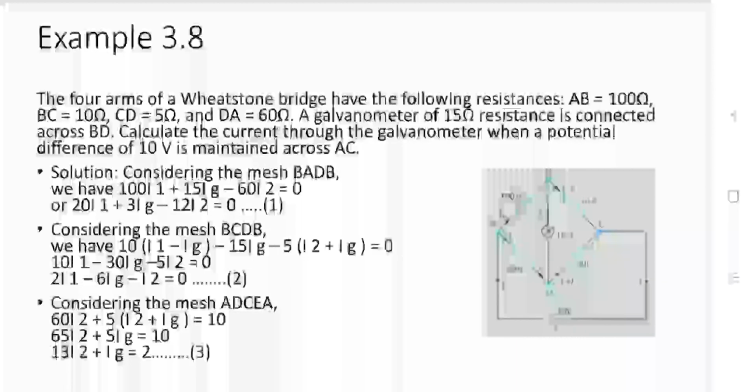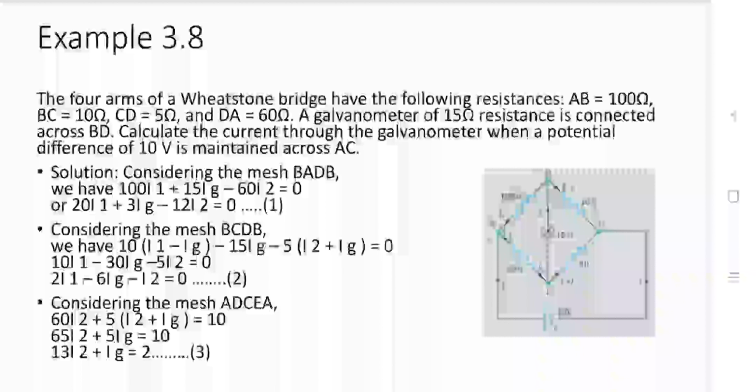Calculate the current through the galvanometer when a potential difference of 10 volt is maintained across A and C. So now in this network, 5 resistance values are given: R1, R2, R3, R4 and internal resistance of galvanometer. So we can say that here Ig won't be 0. Some non-zero value is supposed to be present. We need to determine that galvanometer current.